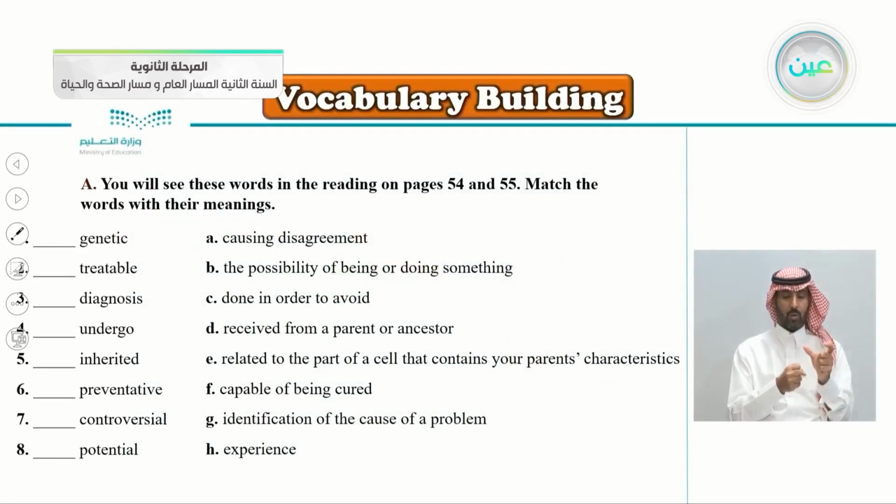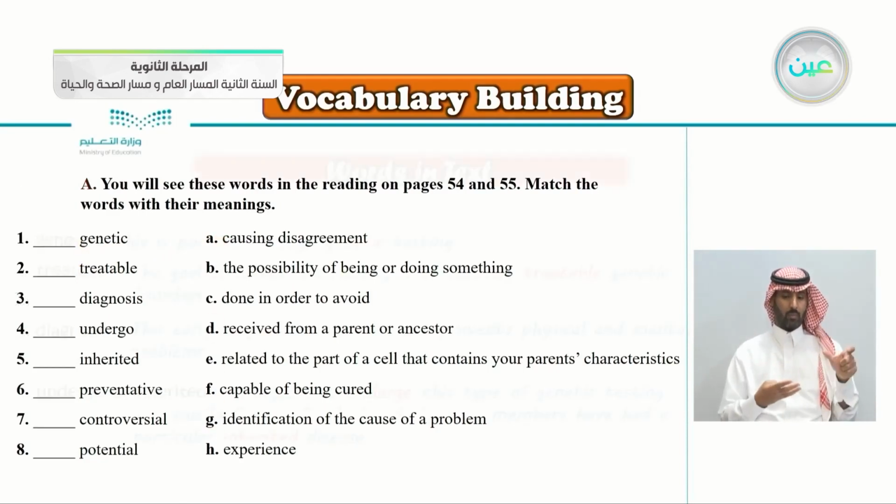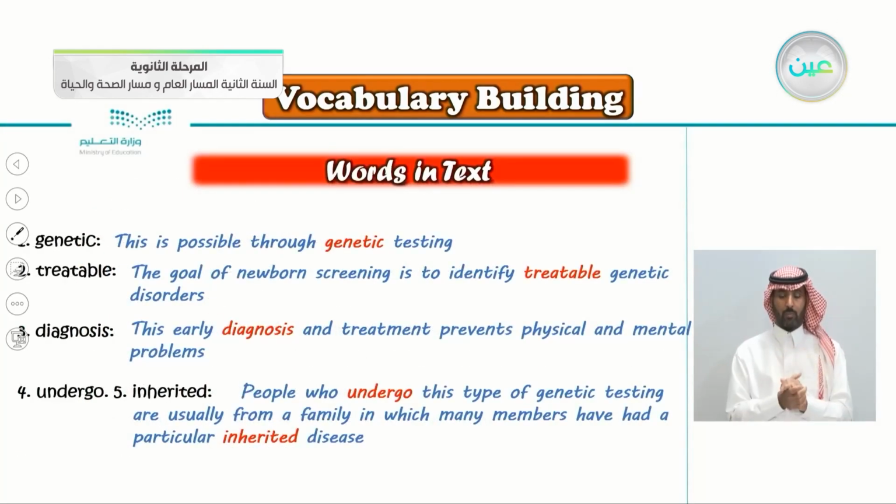So we have here 8 words. Number 1, genetic, treatable, diagnosis, undergo, inherited, preventative, controversial, and potential. So, as you know, in the vocabulary building, we have to match each word with its correct meaning from here. But let's see these words in text in the reading lesson next.